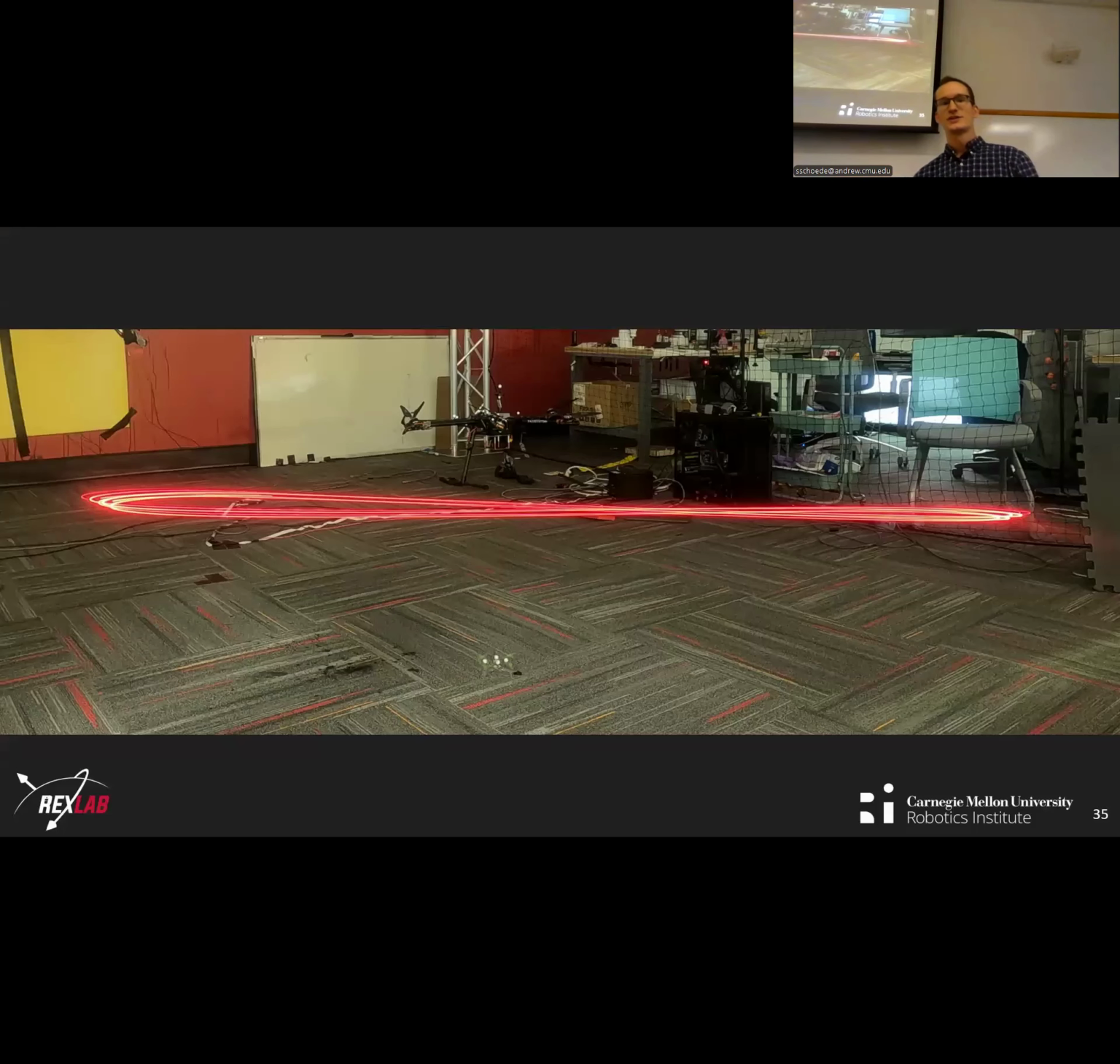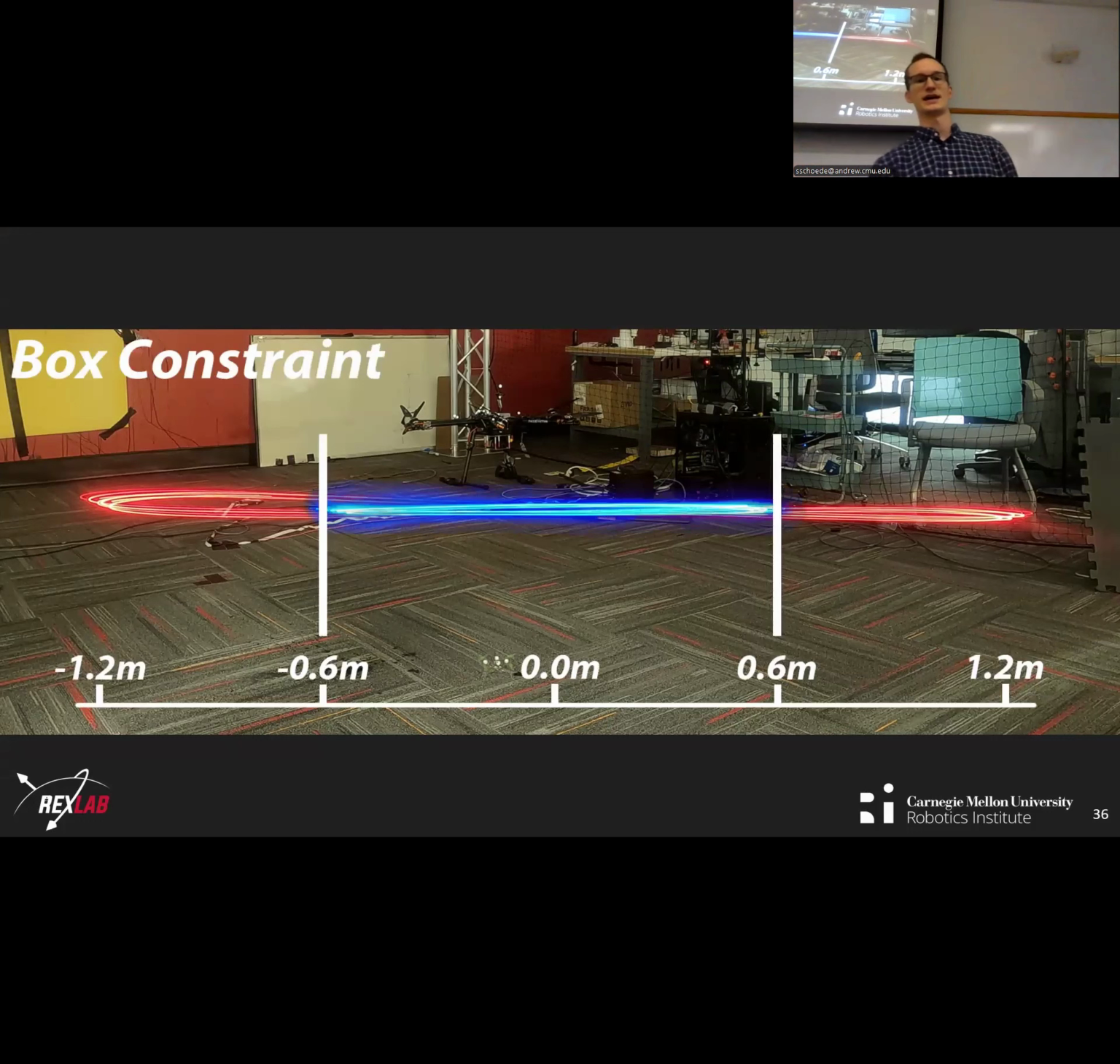And then to test bound constraints, we flew the drone back and forth, took a long exposure photo. And this is what that looks like with the lights. And then we just set some constraints on the state and flew the same reference trajectory and noticed that it is not violating those constraints. So we showed that we can put bound constraints on the system. We can put bound constraints on the inputs. We can put bound constraints on the state.